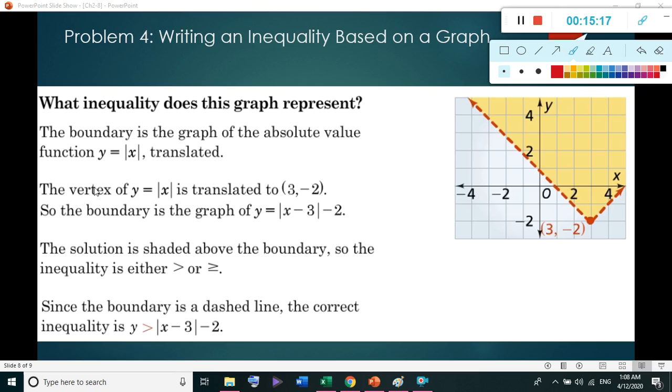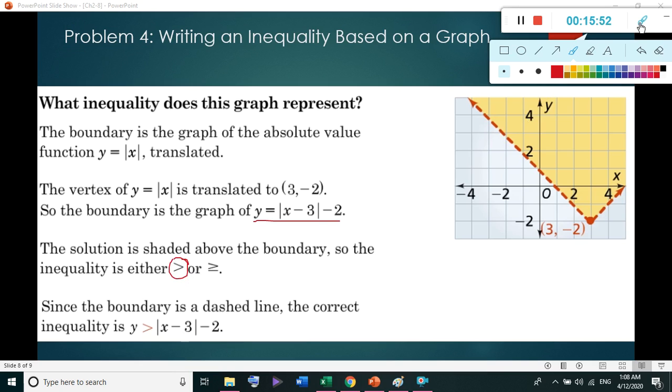So here, first of all, they use the vertex that they have here, and they just plotted the transformation that happened, which is y equals the absolute value of x minus 3, minus 2. The solution is shaded above the boundary, so the inequality is either greater than or greater than or equal. As I said, when it's above it, it's going to be greater than. When it's below, it's going to be less than. That's in the absolute value, okay? Since the boundary is a dashed line, the correct inequality is greater than. That's right.